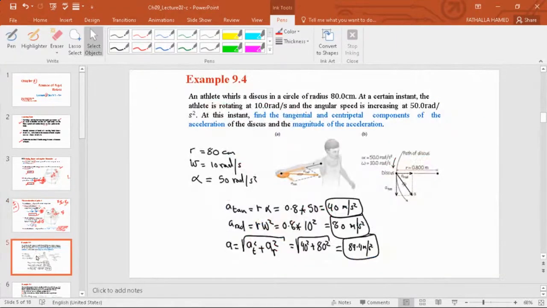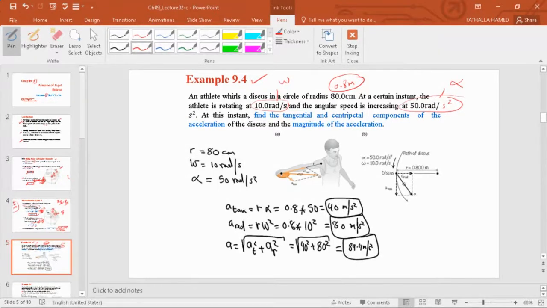Let's take an example here. And let's look at example 9.4. An athlete whirls a discus in a circle of radius 80 centimeters. And 80 centimeters here, it's 0.8 meters, if you want to convert that to meters. At a certain instant, the athlete is rotating at 10 rad per second. So that's at a certain time. That's omega. Find the angular speed. And the angular speed is increasing at 50 rads per second squared. And this is basically your alpha here.